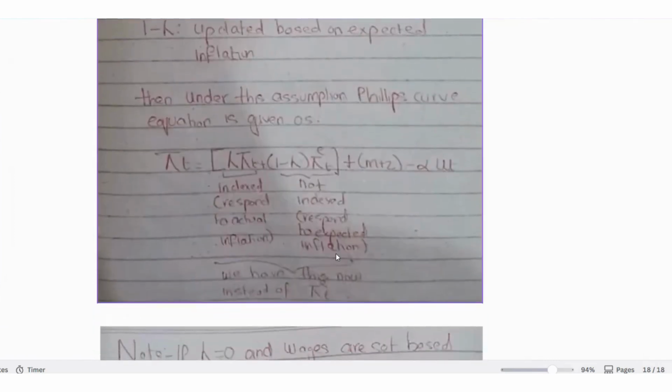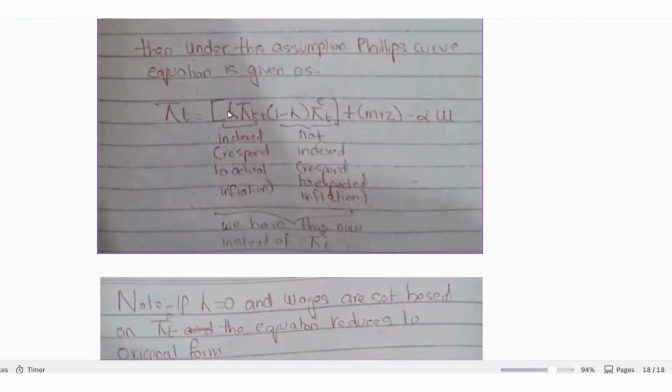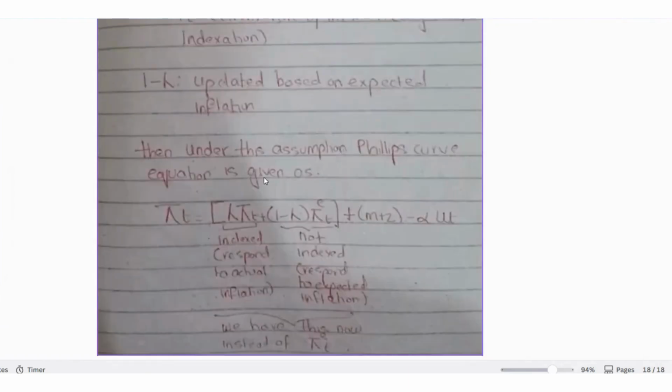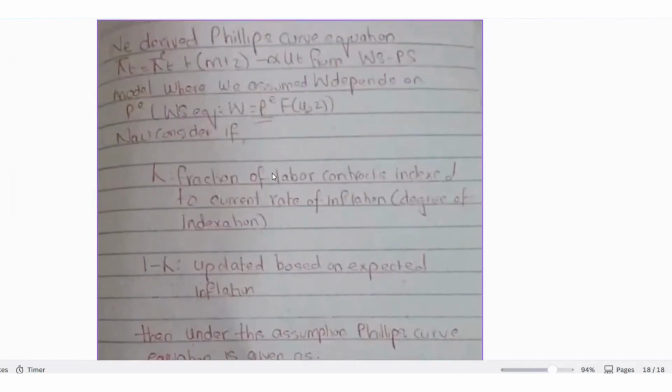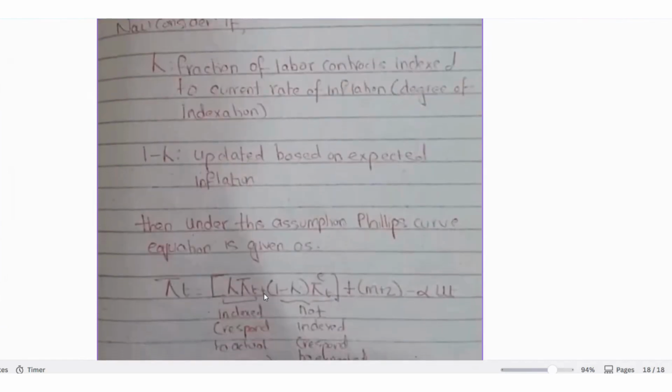So note over here, if lambda is equal to 0, then wages are set based on pi^e t, and the equation reduces to the original form, right? So if lambda over here is 0, the degree of wage indexation is 0, then all wages are essentially based on pi^e t, and we get our original equation back, right? So this is just a special form of this where lambda is 0, degree of wage indexation is 0.